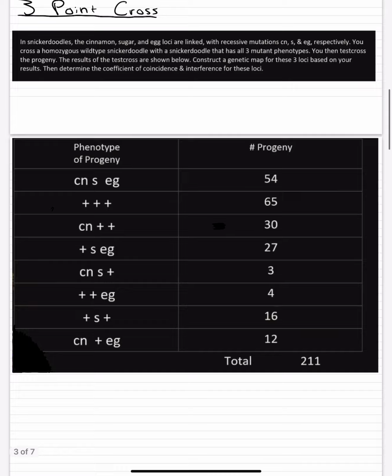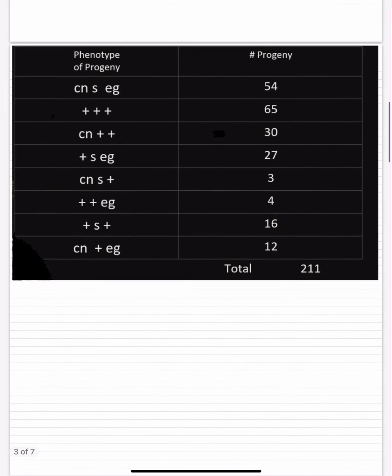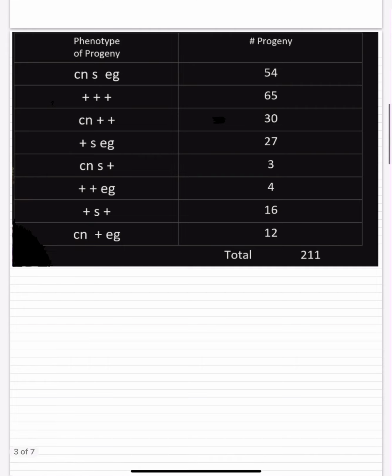All right, so the way I like to go about solving these problems, I like to follow three steps. The first step is to find the parentals and double crossovers.